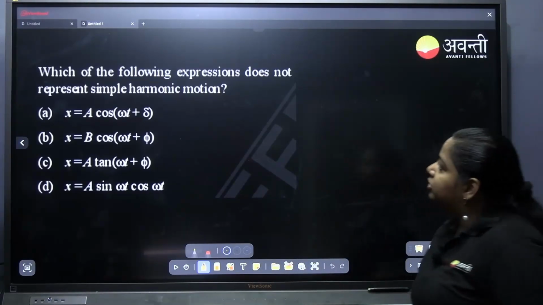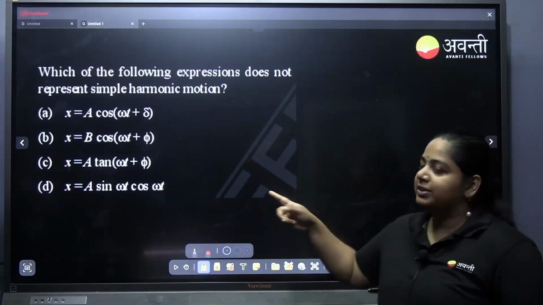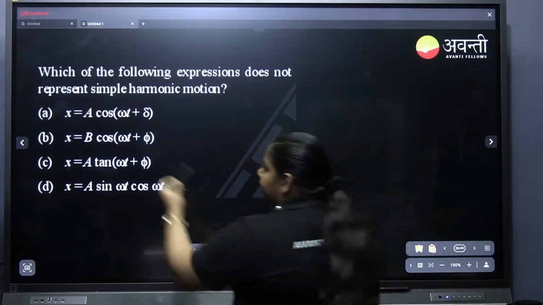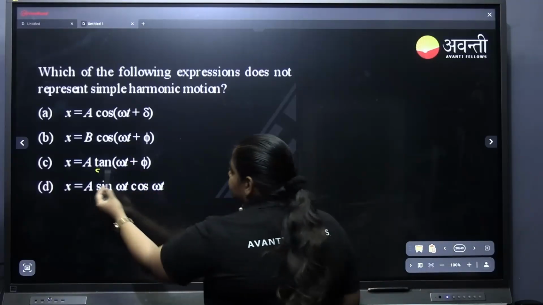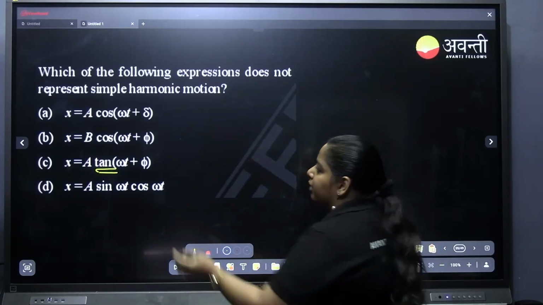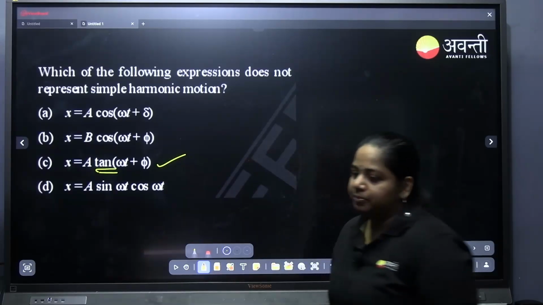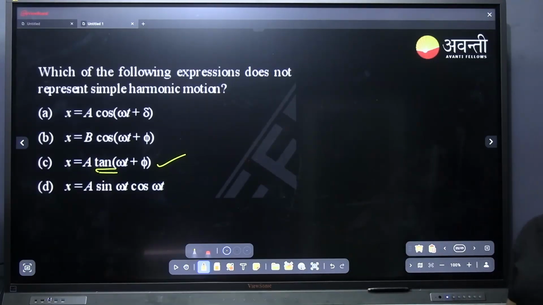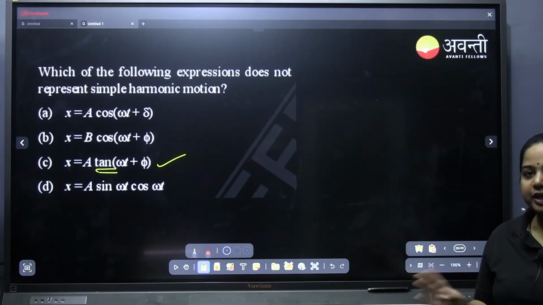As you can see, which of the following expressions does not represent simple harmonic motion? We just discussed that. Already in the given options there is a tan. I told you, if you see tan or cot, it is not simple harmonic. So this is the answer. Yes, very good, C is the answer. Everybody understood? Can we move to the next question?